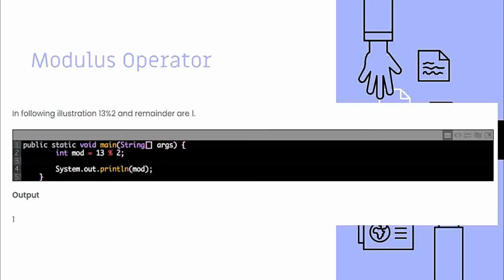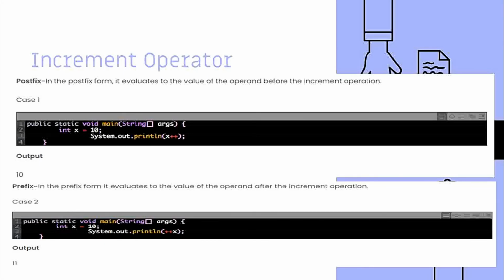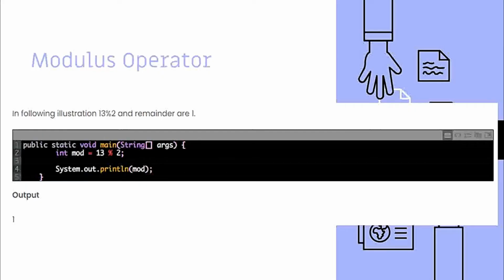The next operator we will talk about is the modulus operator. The modulus operator is used to return the remainder of one number divided by another. In the following illustration, 13 mod 2 and the remainder is 1. If you divide 13 by 2, you will get the remainder as 1 and the modulus operator will give the value of the remainder, as you can see in the output.